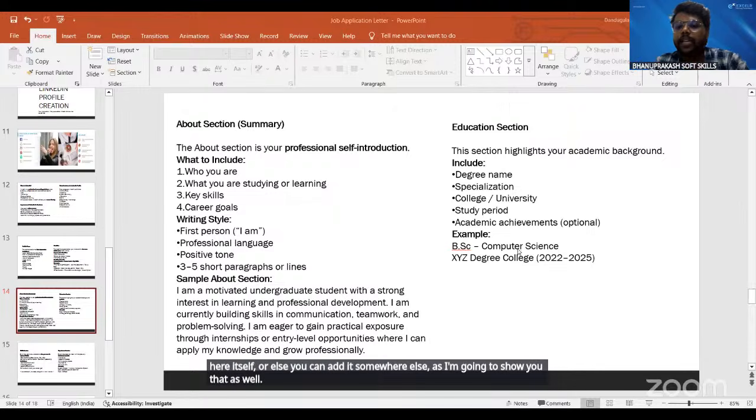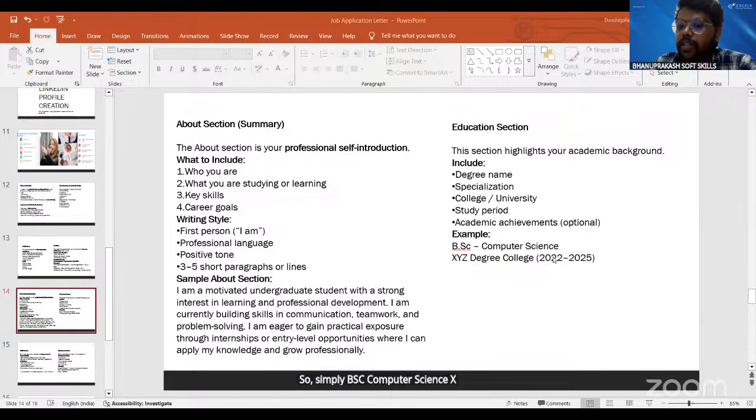So simply, BSc Computer Science, XYZ degree college, duration. So this is the education section. Hope you are done with this part as well.